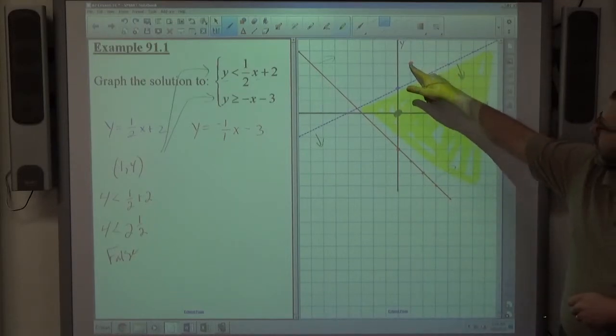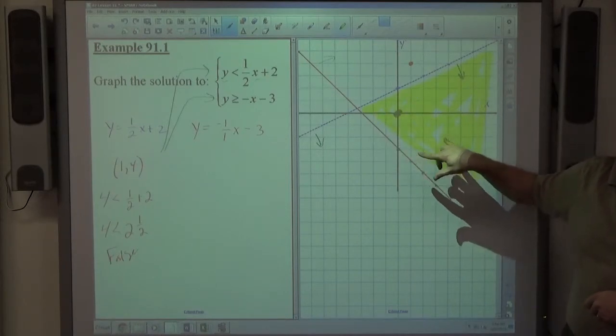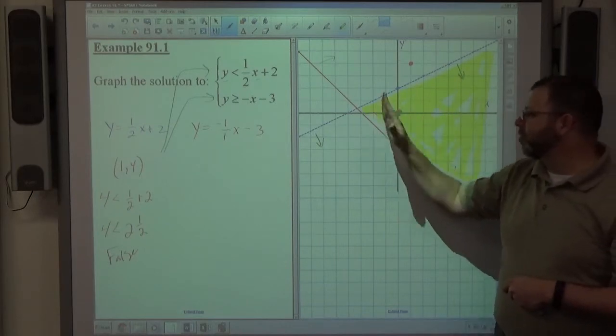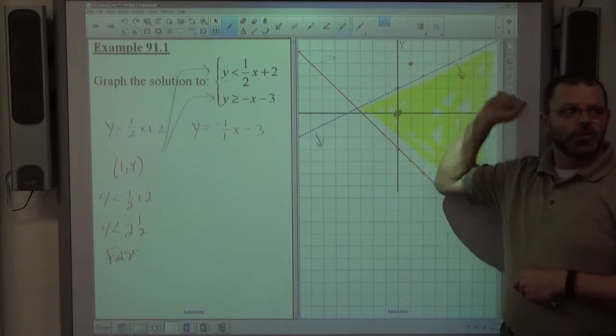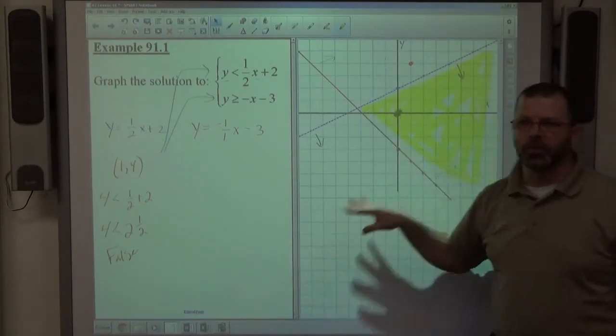Because the blue line, red's false, true's down here. Green's true, true's down here. Either way you do it, true is down here. All right? And again, the green point's true for this. If I'd picked a point over here, I would have gotten false for the red line. That means true still over here. Shade to the truth, and where both are true is what we want to shade in.